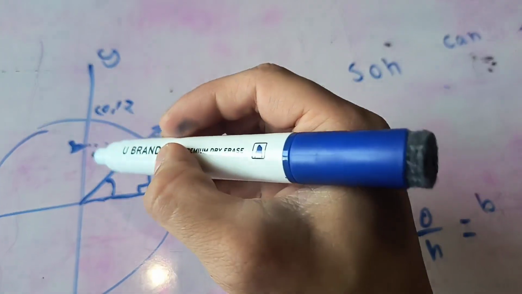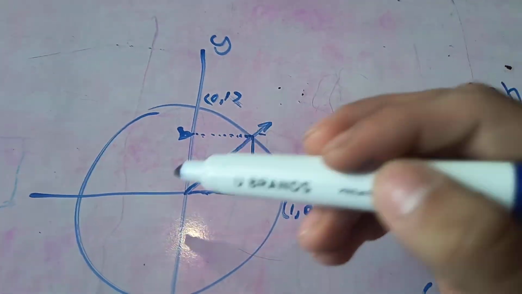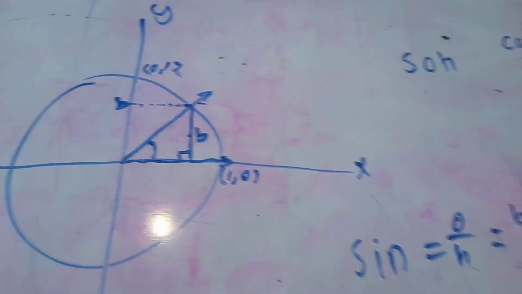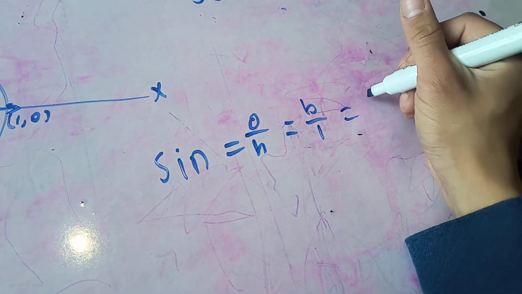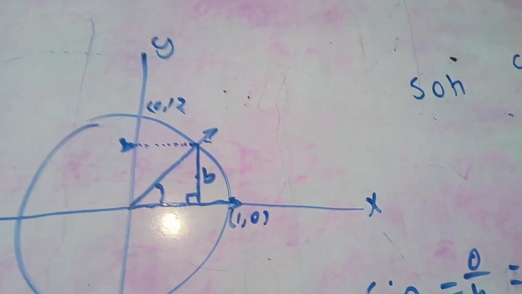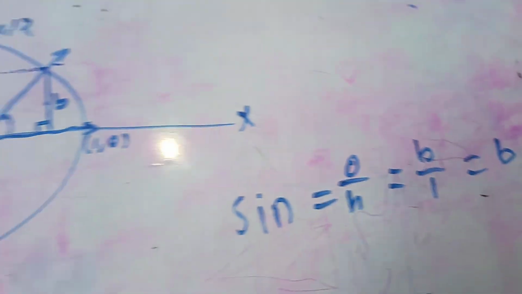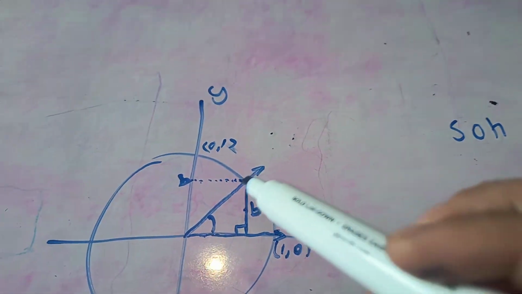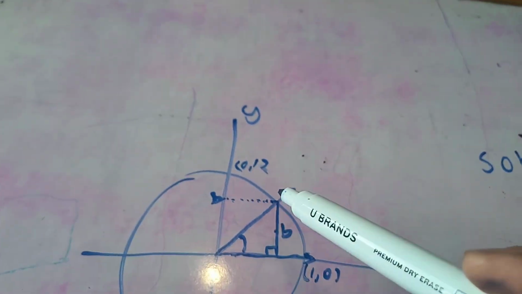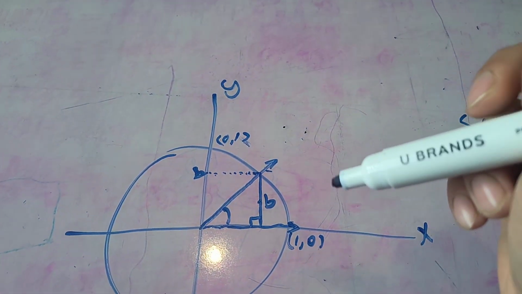And the hypotenuse, since the radius of this unit circle is just 1, is just going to be this line. This length right here is just going to be 1. So sine is just going to be equal to B, because the hypotenuse is always going to be equal to 1 if we take the length from the point that it intersects this circle.